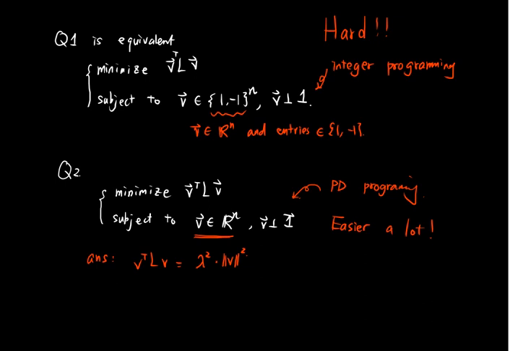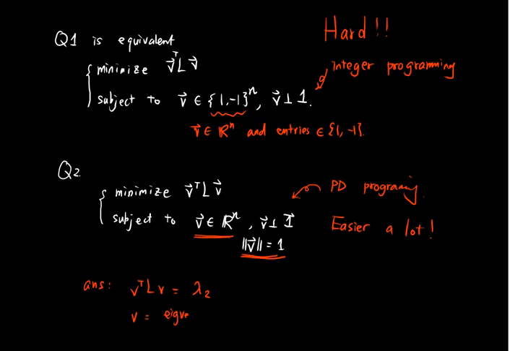let's do one more condition. Sorry about this. We also want V to have length equal to 1. So this is an extra condition, but you can always scale the vector a little bit. So the answer to this optimization problem is much easier. The answer is just lambda 2, and V is equal to the eigenvector of lambda 2, the unit eigenvector of lambda 2.